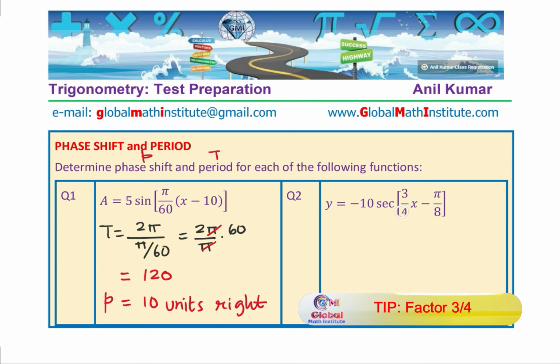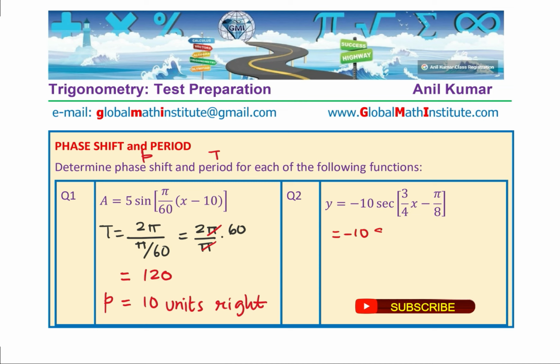Next equation. Now in this equation, some students might make a mistake, mainly because 3 by 4 x is not factored out. Do you see the difference? Right? You need to factor to find the k value, right? So rewrite the equation, which will be minus 10 secant, which is reciprocal of cos, and here we have 3 by 4. Within brackets, we are left with x minus. Now, what should come here? Pi by 8 times 4 by 3, right? So it should be pi by 8 times 4 by 3.